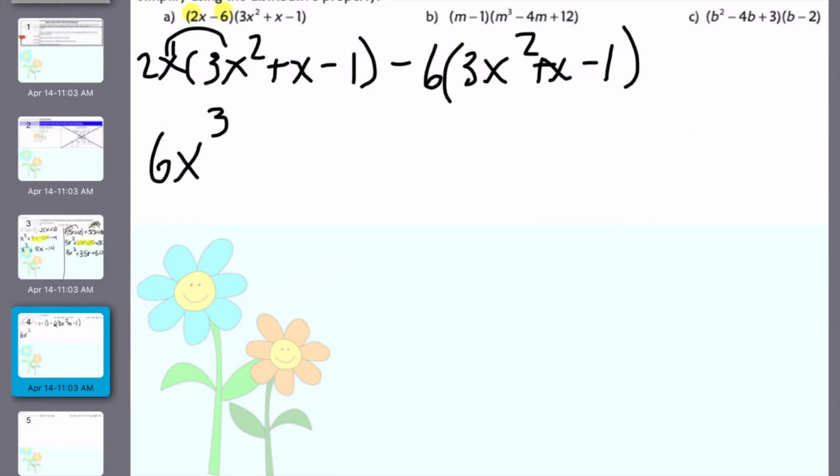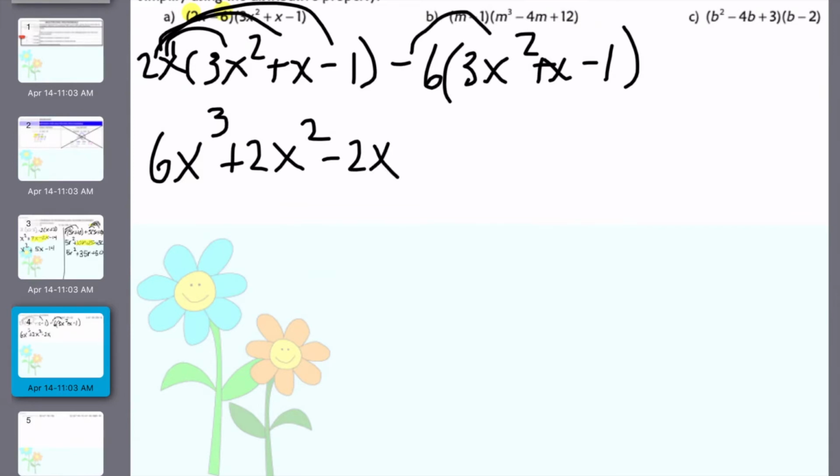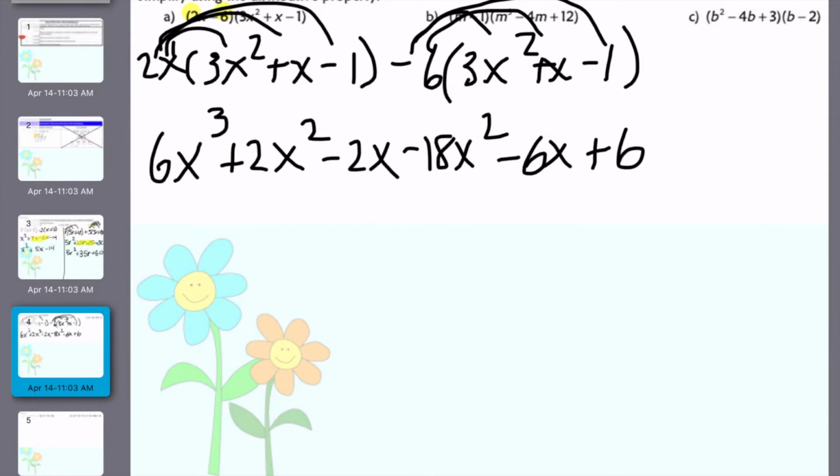Since I'm multiplying by the same base, that goes back to one of our exponent laws, okay? And then I do 2x times positive x, which gives me 2x squared. 2x times negative 1 gives me minus 2x. Negative 6 times 3x squared gives me minus 18x squared. Negative 6 times positive x gives me minus 6x. And negative 6 times negative 1 gives me positive 6. So again, I need to go through and identify what my like terms are, so that way I can combine them.